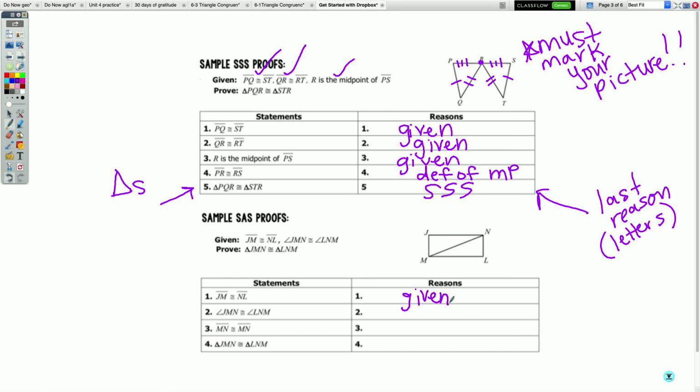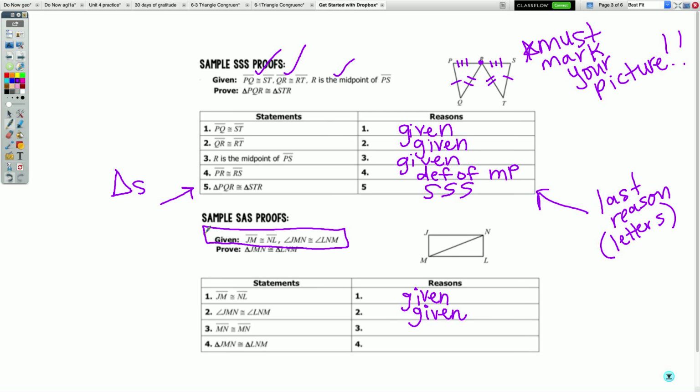Okay, this is not a guessing game. I need you to literally look. Is it 3? No, it's 2. We need to put a box around it. That is the given, whatever's next to given. So you're finding J, M, and NL, that's step 1. Angle J and M is step 2. So just 1 and 2 are given. Just a good old-fashioned matching game.